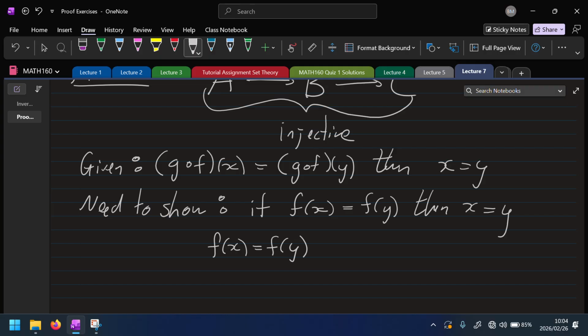I'll give you one more chance and then we'll go to him. Since we have been given that g after f of x, g after f of y, then I think we need to apply the same logic here to say g of f of x is equal to g of f of y.